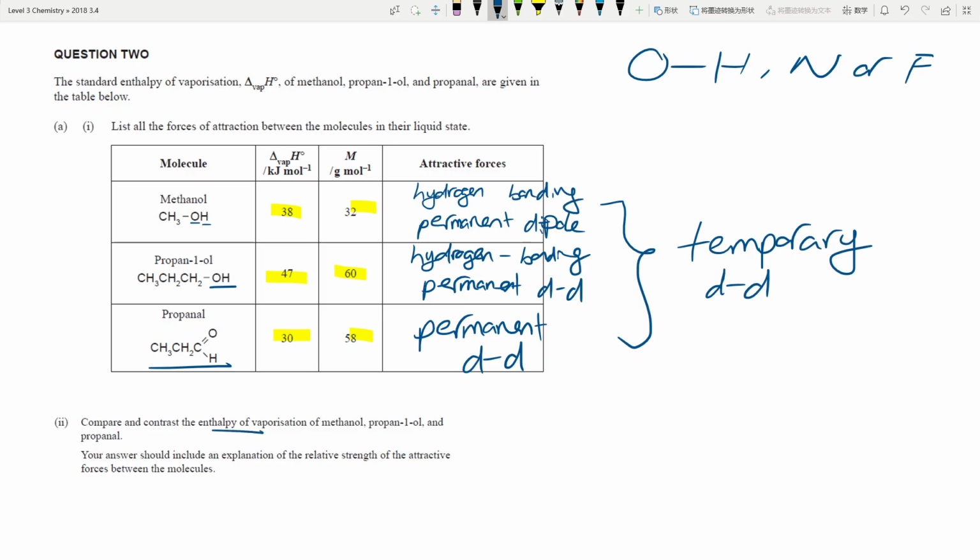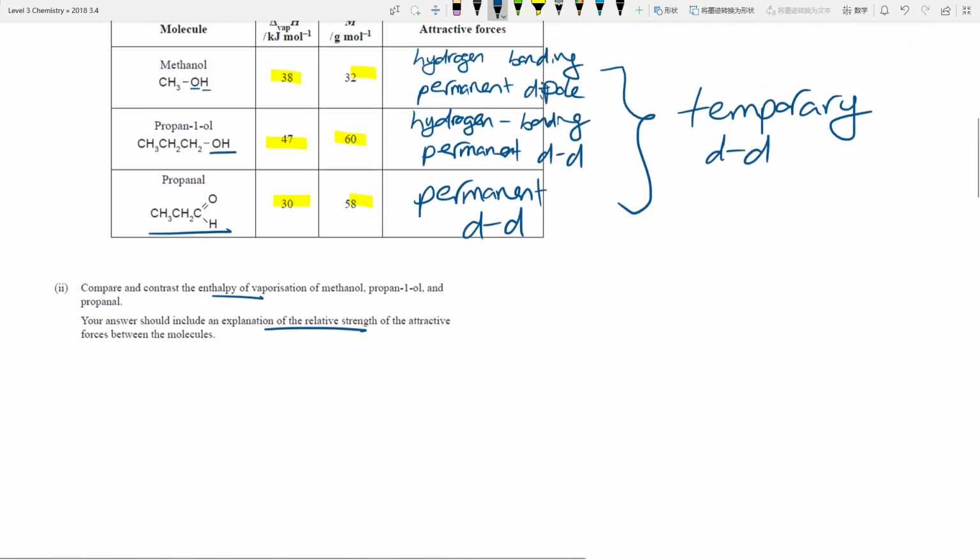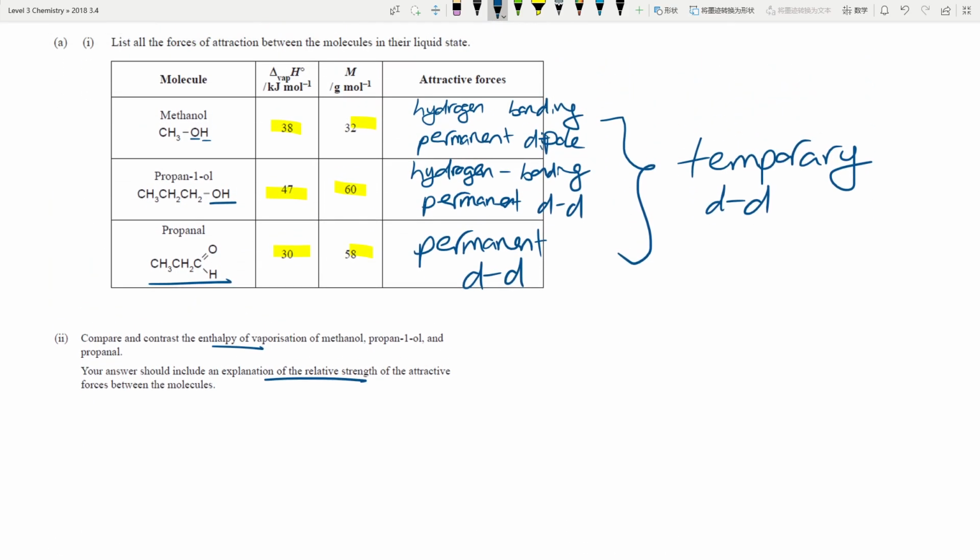Okay, compare and contrast the enthalpy of vaporization of these. The answer shows explanation of the relative strength of attractive forces. As you can see, there's quite a bit of answer underneath, so let's just break it down. First things first, what's the strongest molecule in terms of the intermolecular forces? It should be this one, because it has the highest enthalpy change.